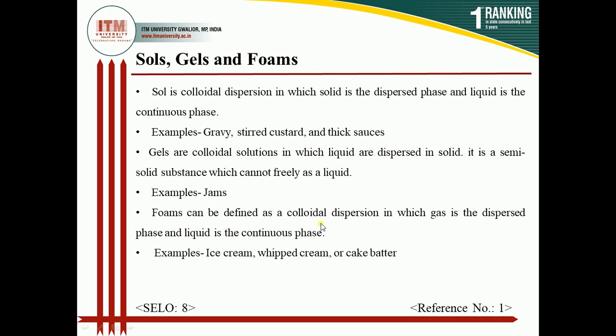Next is the foam. In the foam, gas is the dispersed phase and liquid is the continuous phase. In this, the dispersion medium is usually a liquid and sometimes modified into solid by heating or strengthened by a solid. So examples of this are ice cream, whipped cream, cake batter.